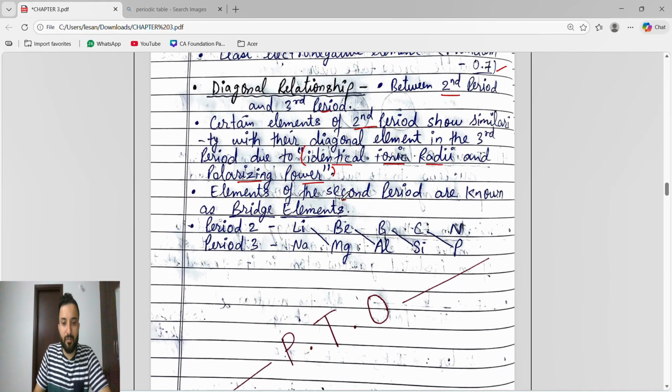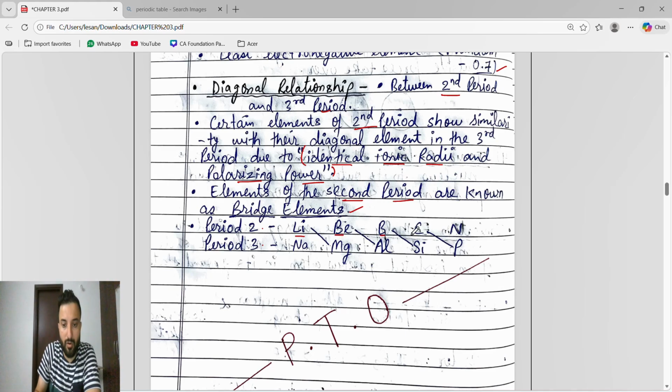See, only the elements of the second period are known as bridge elements, because they form the bridge with the third period elements. Period 2 and period 3, these are the elements which show the diagonal relationship.